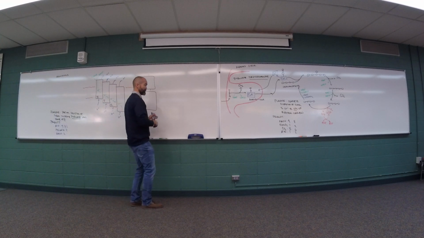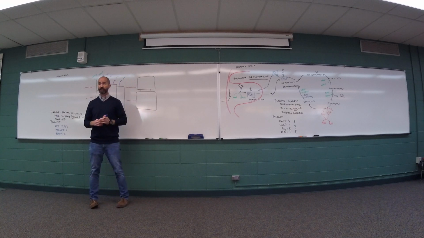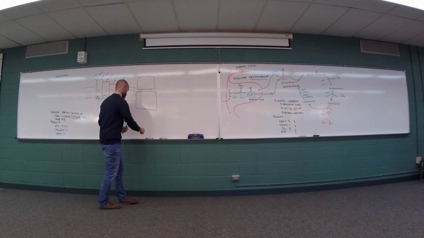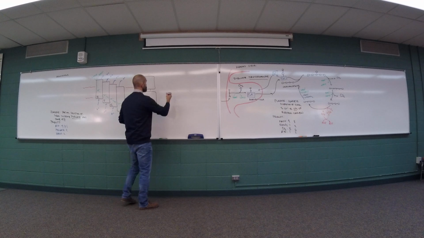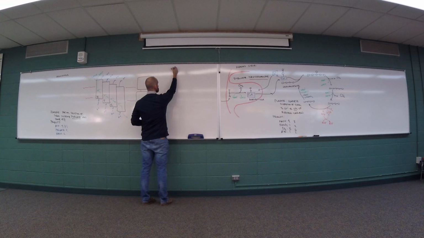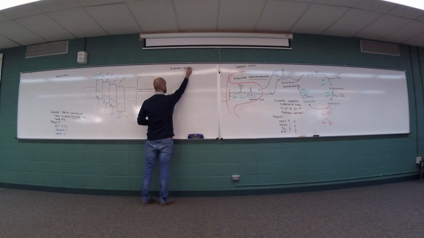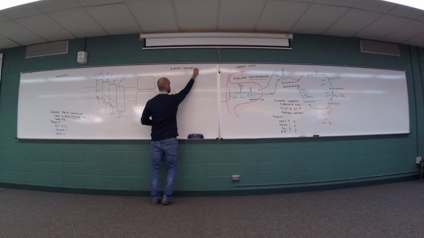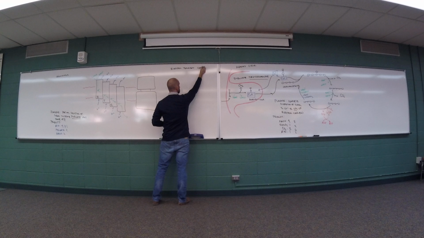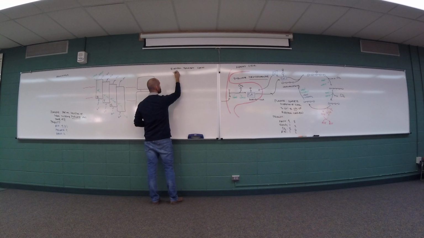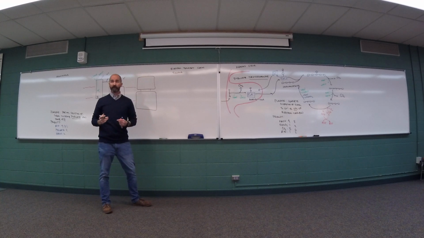Okay, so the next stage, this stage of cellular respiration, is the electron transport chain. And the purpose of the electron transport chain is to create a proton gradient.